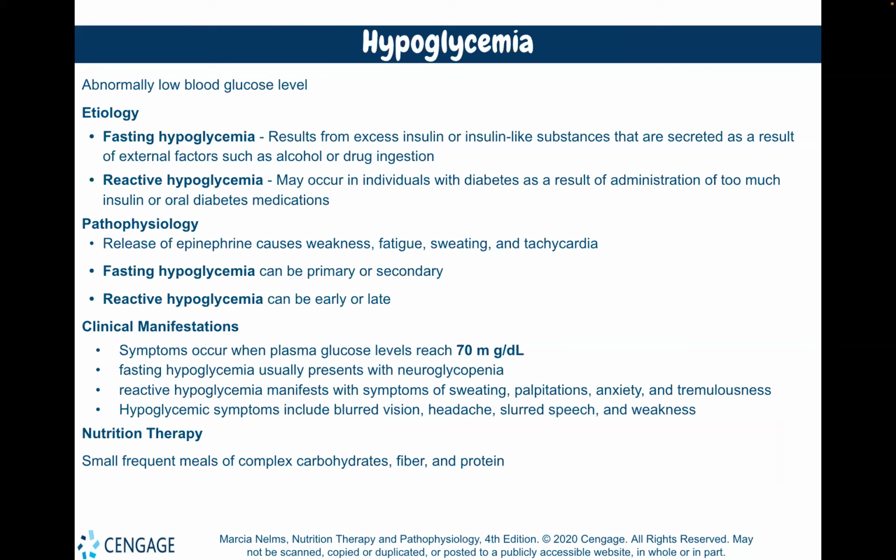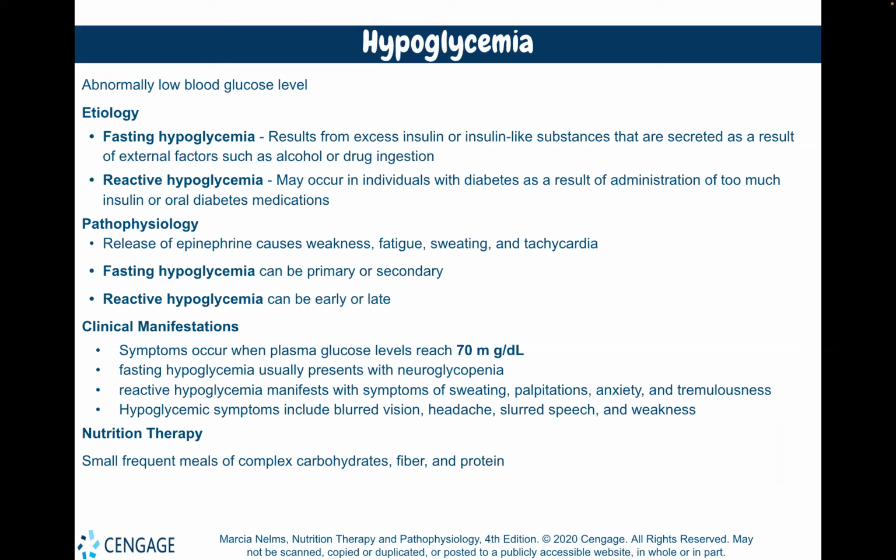So hypoglycemia is what we call a low blood sugar. We can have fasting hypoglycemia just because we haven't eaten enough and we have excess insulin hanging out. Or we can have somebody who has diabetes and administers too much medication or insulin to lower their blood sugar, and now they have reactive hypoglycemia.